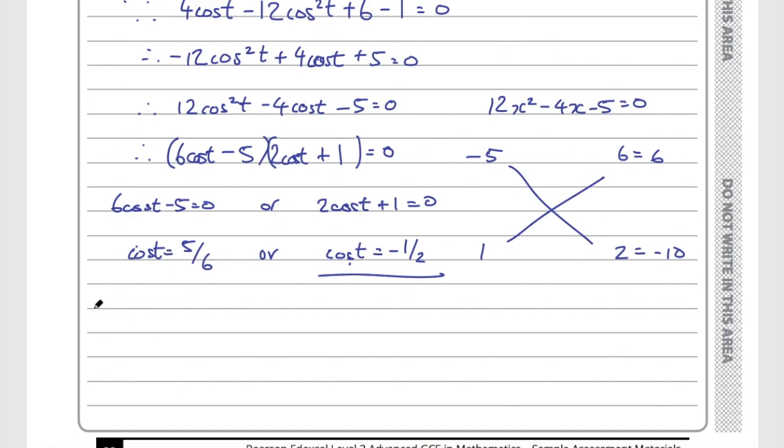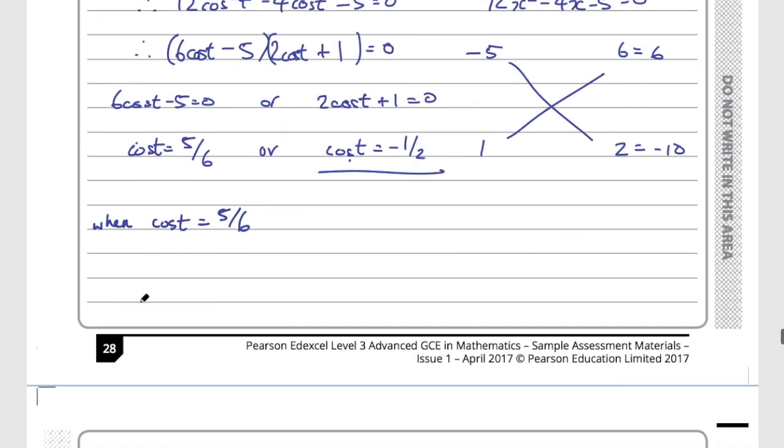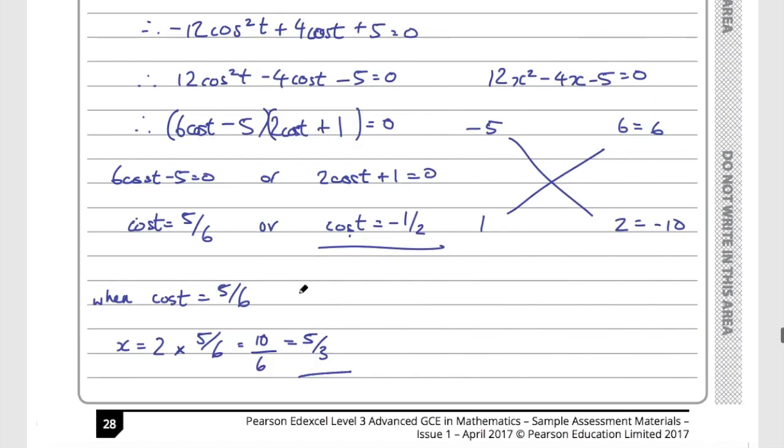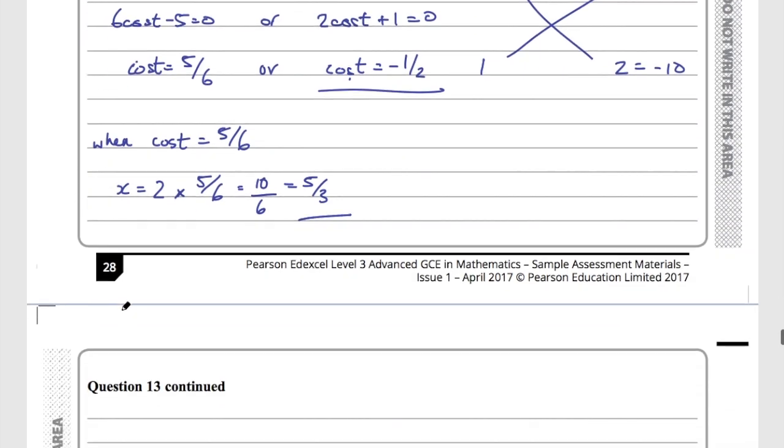So we can say when cosine of t equals 5 on 6, and remember that x equals 2 lots of cosine t. So therefore x will equal 2 times cosine t, which is 2 times 5 on 6, which is 10 on 6, or 5 on 3. So we have the x value for where the line cuts the curve, and now we need the y value.